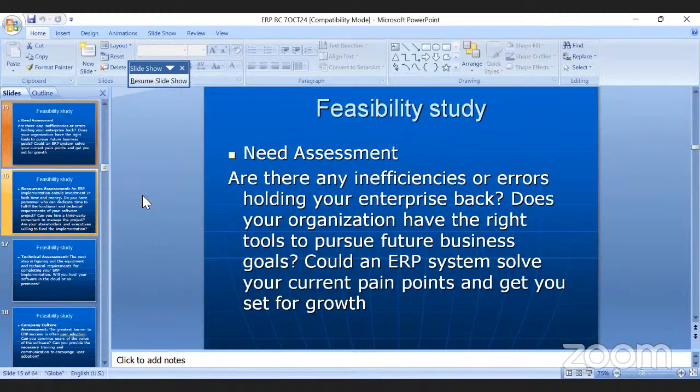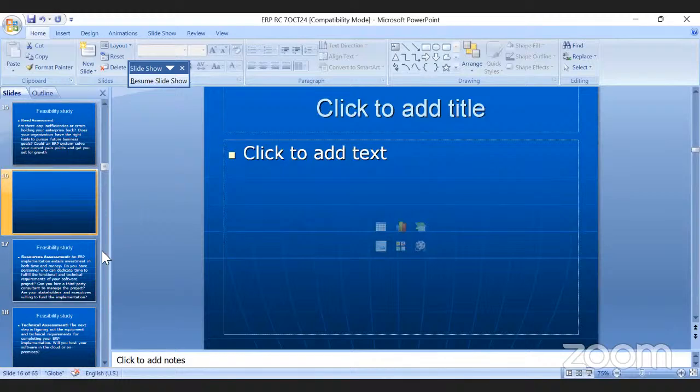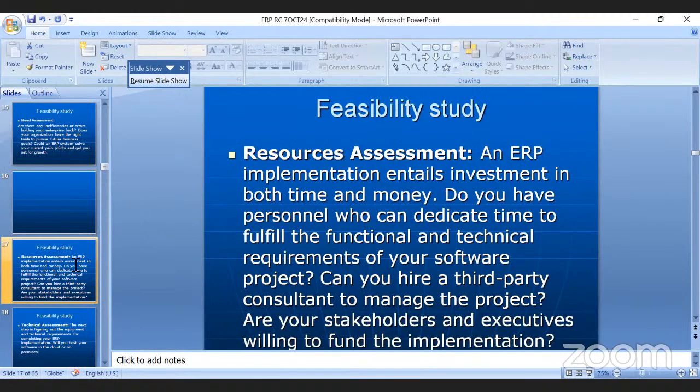So need assessment is that you have to see what is the problem, or inefficiencies, or errors in an organization, and then pursue whether it is feasible, to see the next, resource assessment. Resources. What are the resources required to implement an ERP? Money and time. Do we have time? Can we spend one year for implementation of ERP? By then, what about the competitors, customers, employees? Everything has to go on. Everything has to go on with the implementation.